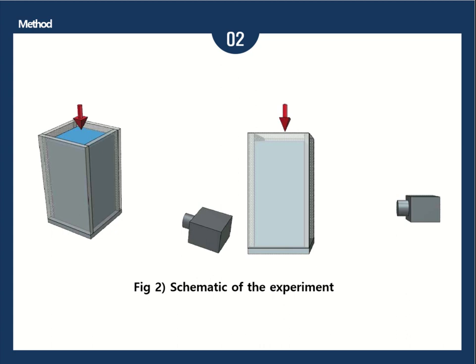So this figure shows the schematic of the experiment. The settling experiment was conducted in a small acrylic water column made of 200 millimeter times 200 millimeter times 400 millimeter. The entire process was recorded at 125 fps using a high-speed camera.